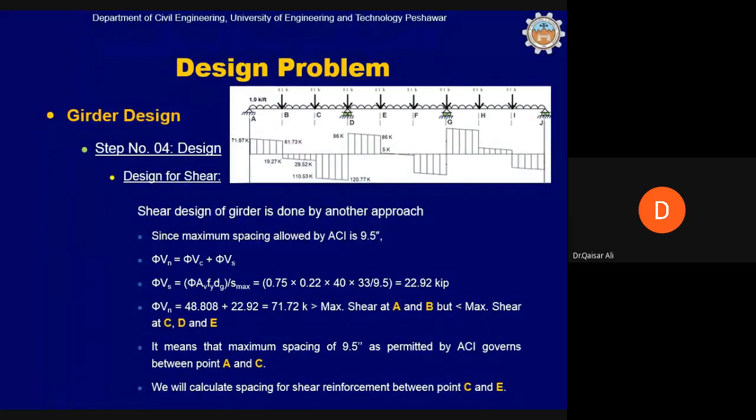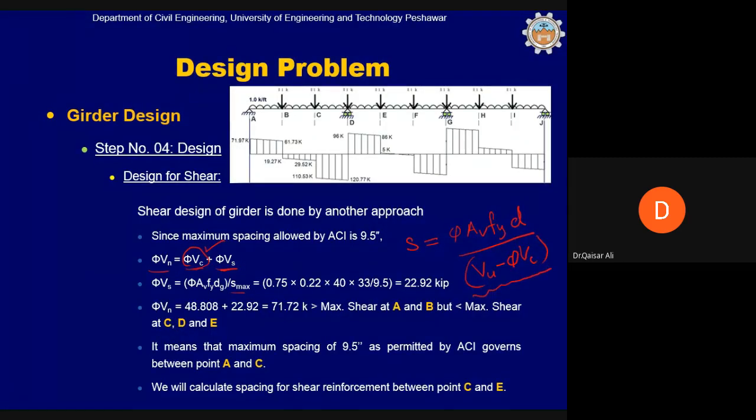Okay. We know that total φVn is the sum of φVc plus φVs. φVc we have already calculated, and φVs, if we space our stirrups at 9.5 inch spacing, which is S max. Now in this equation, we know that S is equal to φAvfyd divided by Vu minus φVc. What is this Vu minus φVc?